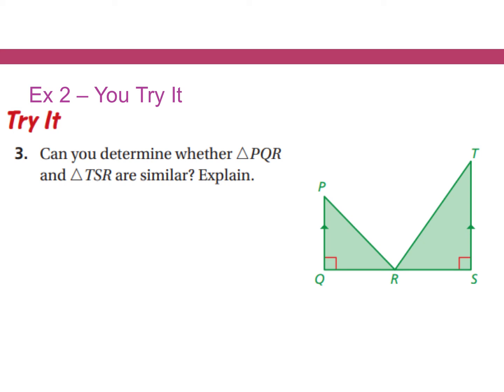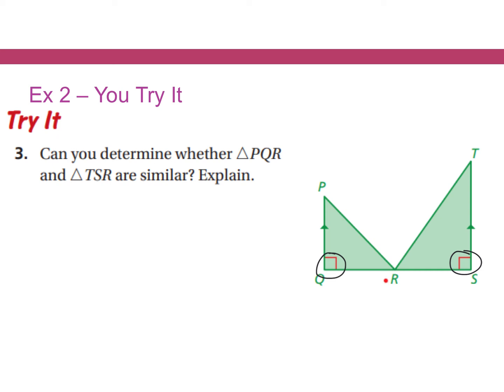Now when I look at example 2, or sorry, number 3 here, it says, can you determine whether triangle PQR and triangle TSR are similar? Right away, I notice that both of them have a 90, so they do share that. And I do see that they both have parallel lines. However, they're not being cut by the same transversal.